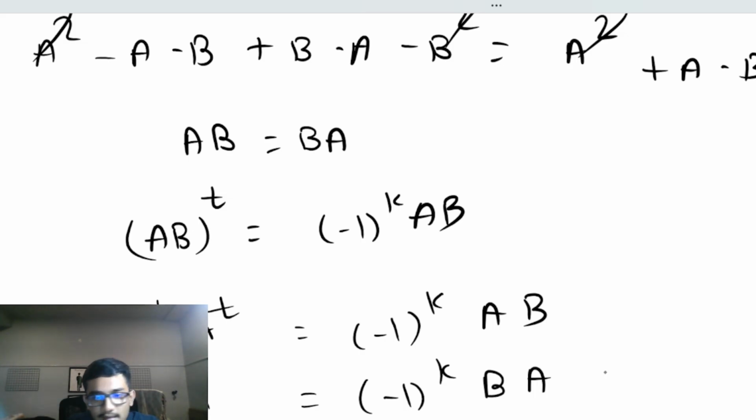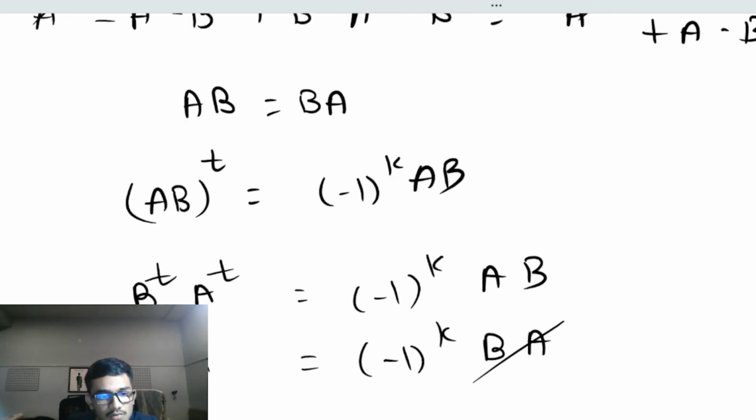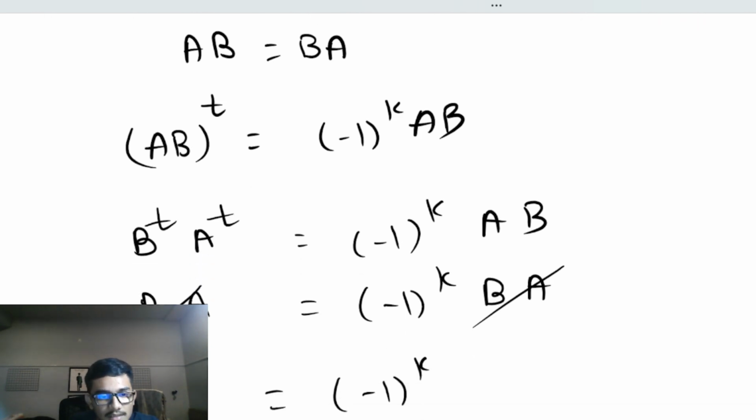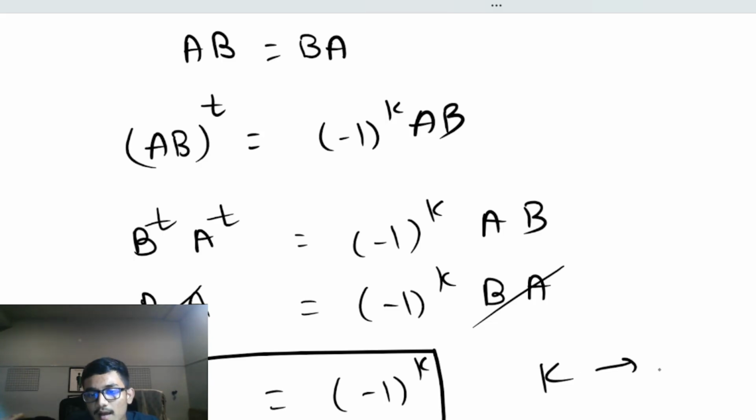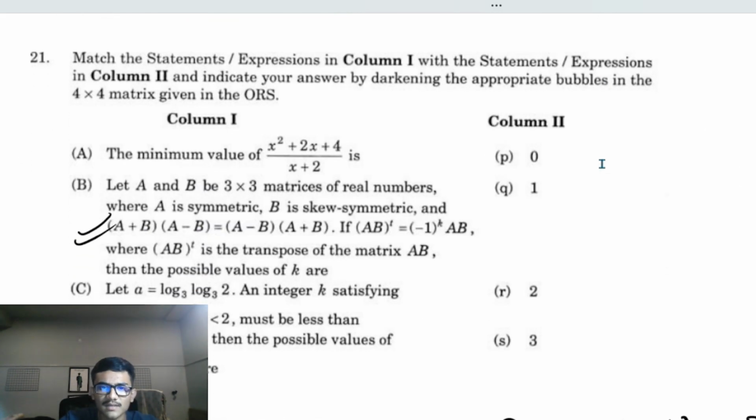And now I can cancel this. So minus 1 equal to minus 1 to the power K. Now for this thing to happen, K should be an odd number. Simple. So just check for odd numbers 1 and 3. So answer to B is Q and S.